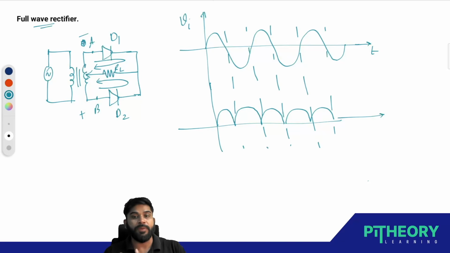So again, this will continue during the positive half cycle and negative half cycle. What we'll be getting is a pulsating DC, right? So here, both the positive and negative half cycles are rectified. Because of this, we call this the full wave rectifier. So these are the important questions that are very important for the PU board papers. So I hope all the questions are clear for you all.